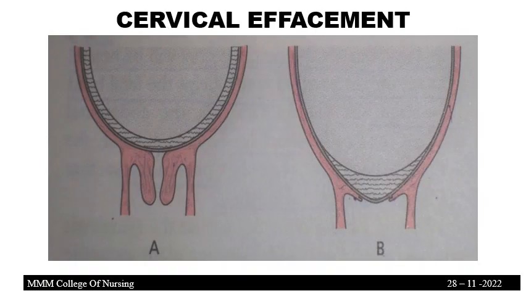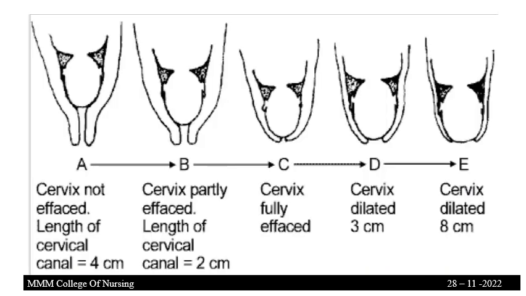So this is cervical effacement. As you see, the length of the cervix which is projecting into the vagina is normally 35 millimeter. But in the second picture, it is less than 5 millimeter. That is called effacement. It means the cervix is taken up into the lower segment of the uterus and merges with the lower segment. That is called cervical effacement, and we measure it with percentage.